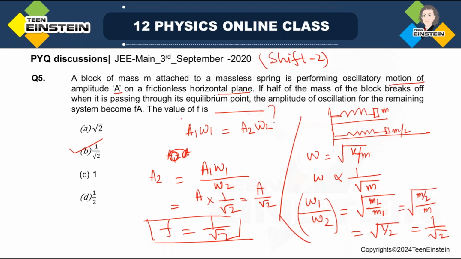So the point you need to remember is this one. Keep in mind that a1 omega 1 is equal to a2 omega 2. And also you have to know how to find this ratio omega 1 by omega 2. This is from this formula, as you know.